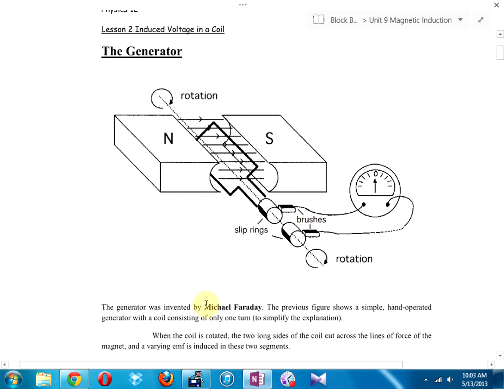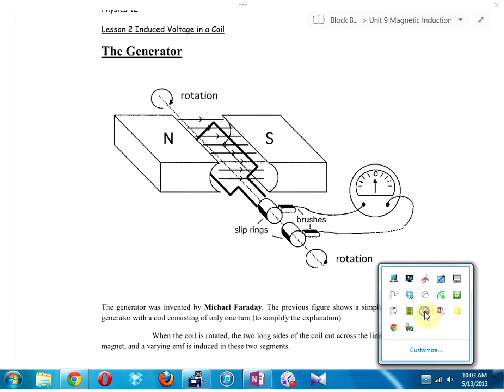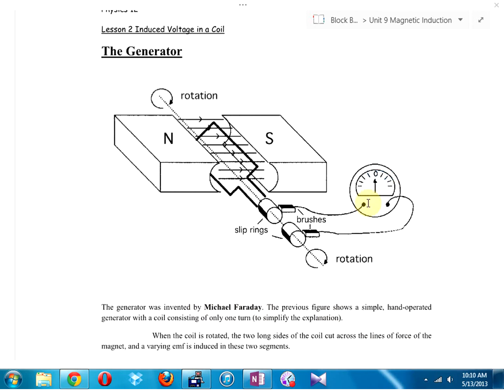The generator was invented by Michael Faraday. I've got to pause the video and go on my Faraday rant. So I've done my Faraday rant.